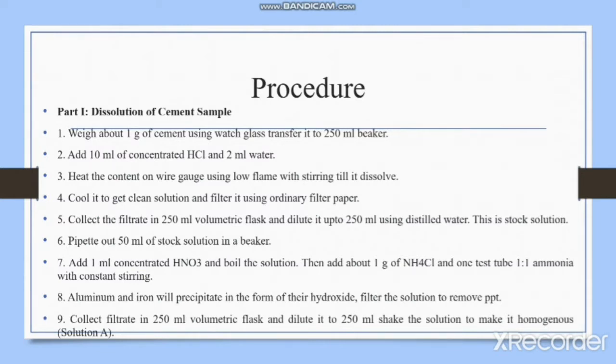Procedure. The first part is the dissolution of the cement sample, and the second part is the volumetric analysis of calcium ions. In the first part, 1 gram of cement sample is dissolved in concentrated HCl and made into a 250 ml stock solution. Out of this stock solution, 50 ml is again taken and diluted to 250 ml. In this manner, there is a double dilution to 250 ml. We will see this procedure in the demonstration.